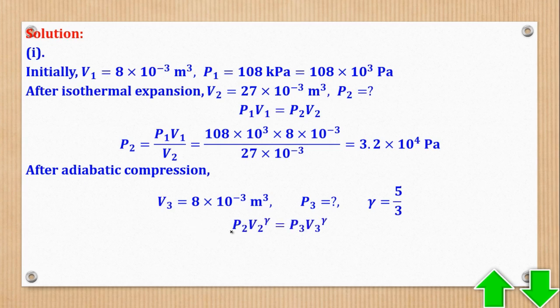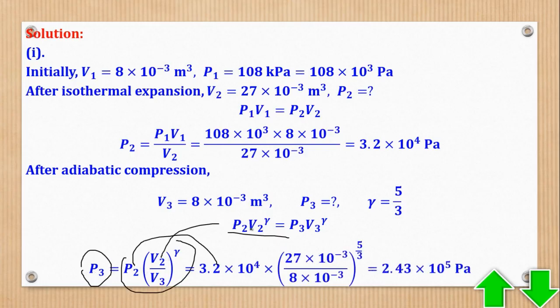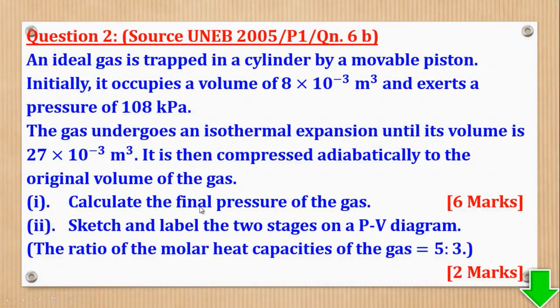So the relationship is that PV to the power gamma is constant. So we can get this. Then we substitute by making P3 the subject to come up with this. Then substitute for P2, V2, V3, and the gamma to give you this as the pressure. So that is the pressure. That was Roman 1. They wanted only pressure.